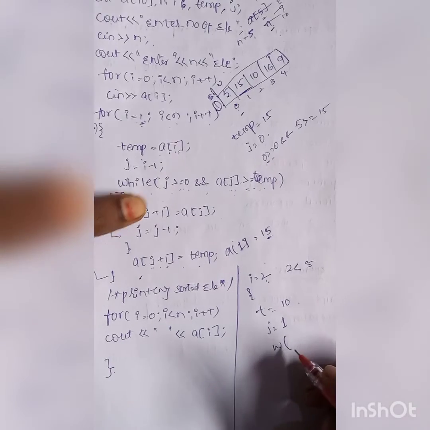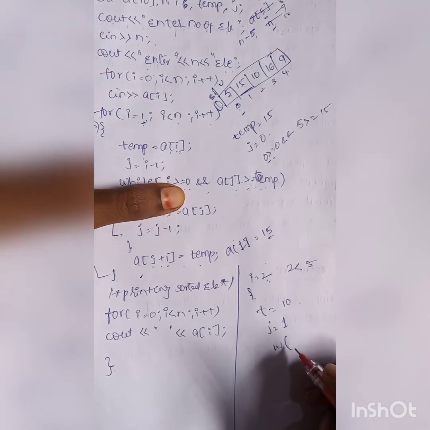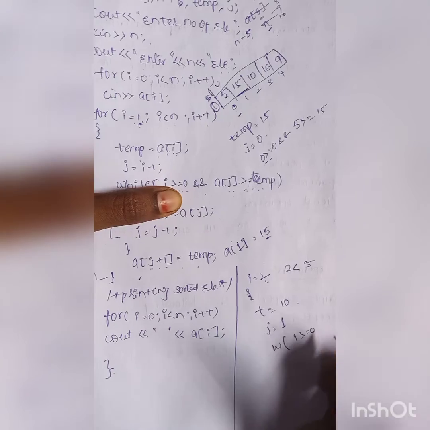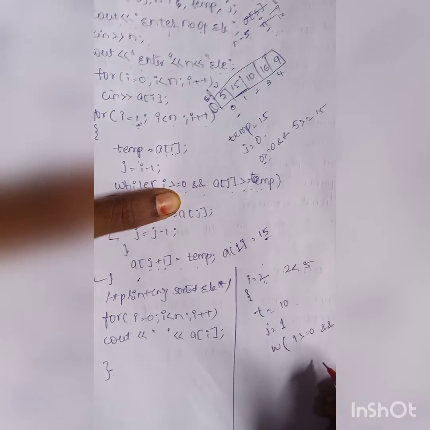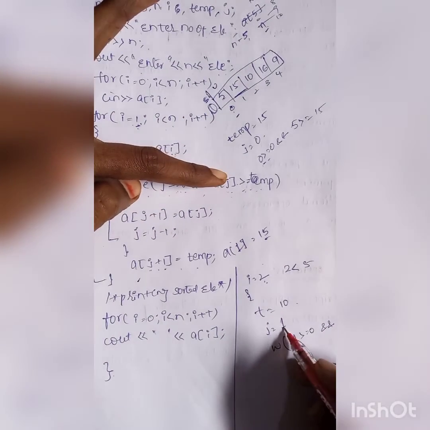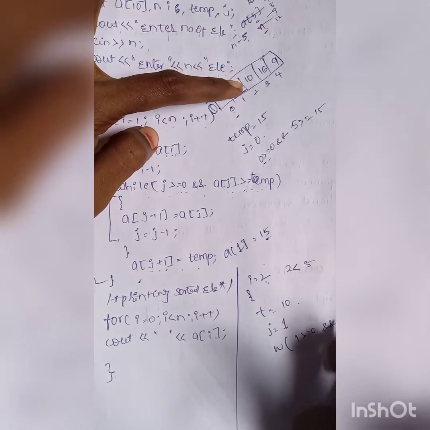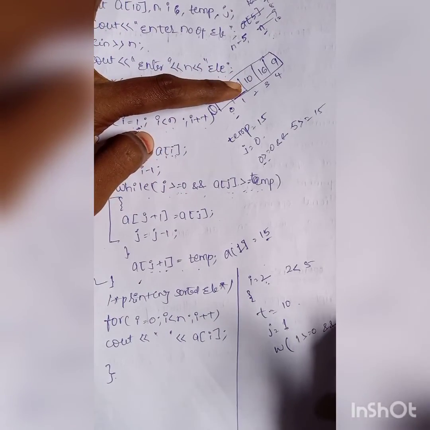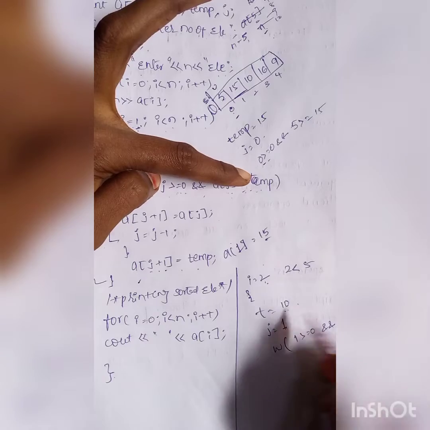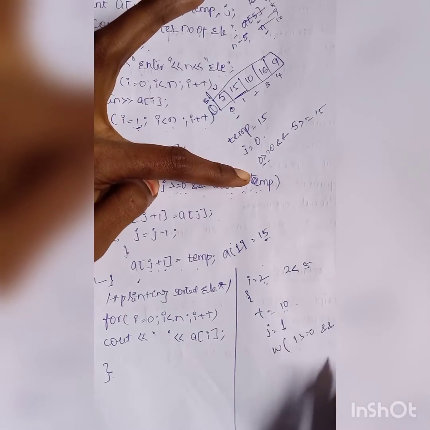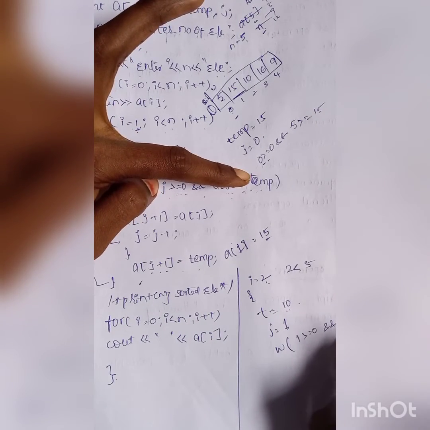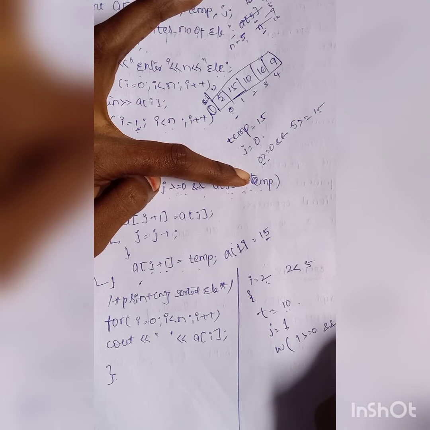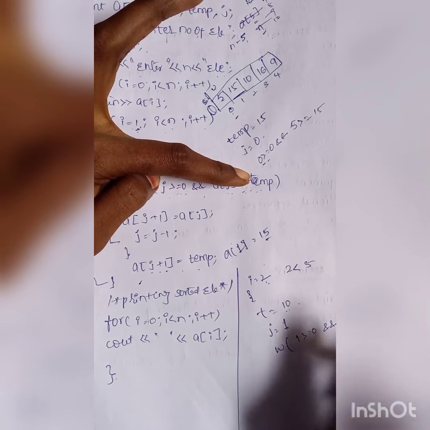So in the while loop, j must be greater than or equals to 0. Is 1 greater than or equals to 0? Yes. And a of j, a of 1, what element is in a of 1? 15. Is it greater than or equals to temp? What you have in temp? 10. So sorted element must be greater than the new element, that is 10. So you must swap these two elements.